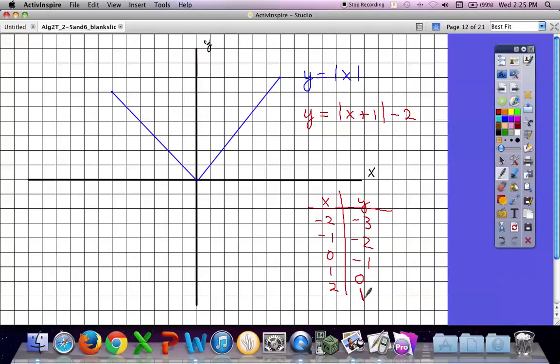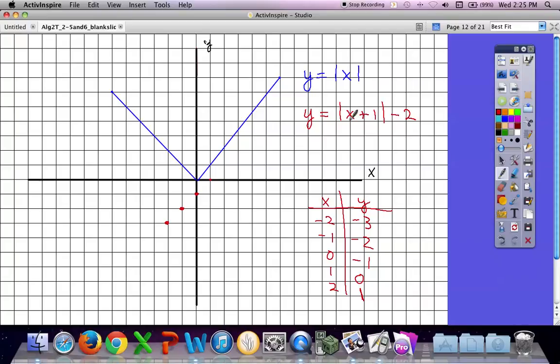So let's graph those 5 points. Right? It'd be -2, -3, -1, -2, 0, -1, 1, 0. I got something wrong here, don't I? And 2, 1. Yeah, I know I got something wrong here.